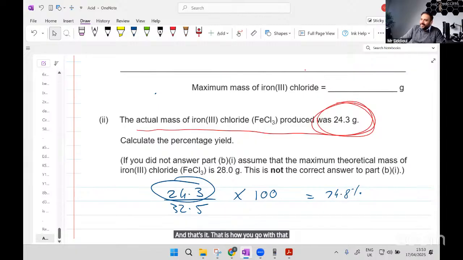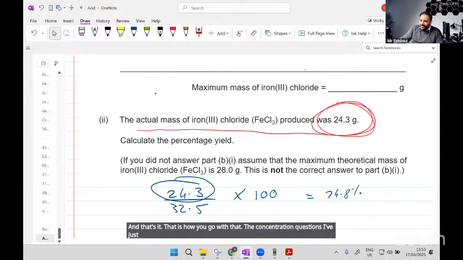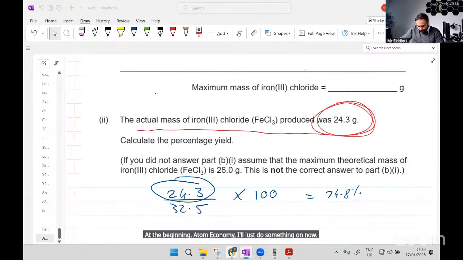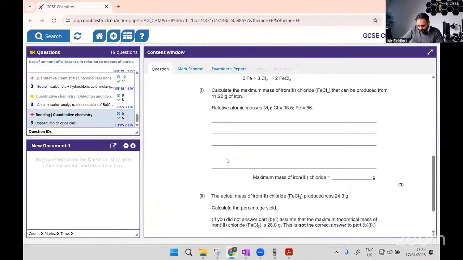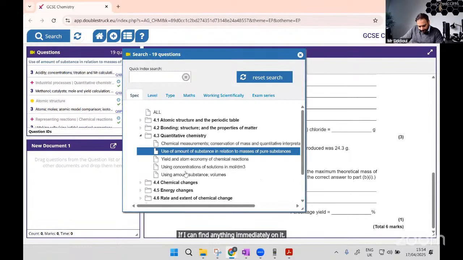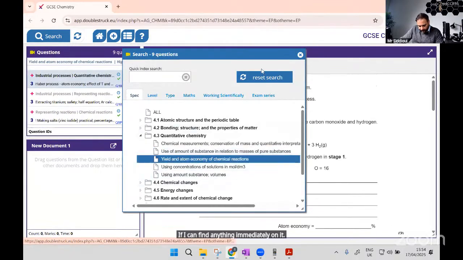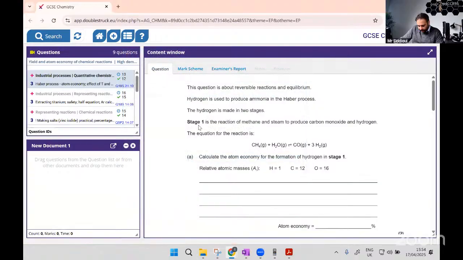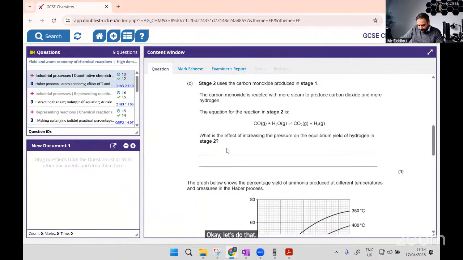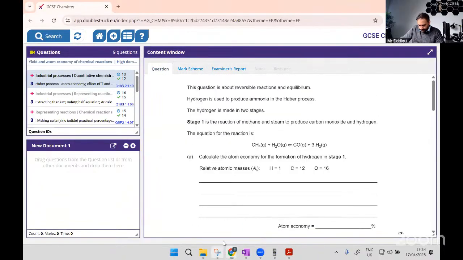The concentration questions I've just done, if you missed it at the beginning, you can rewatch it back. But I did about 4 or 5 concentration questions at the beginning. Atom economy, I'll just do something on now, if I can find anything immediately on it. Okay, let's do that. Full on equilibrium question as well that somebody else has asked about.